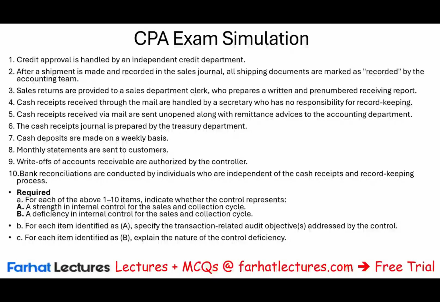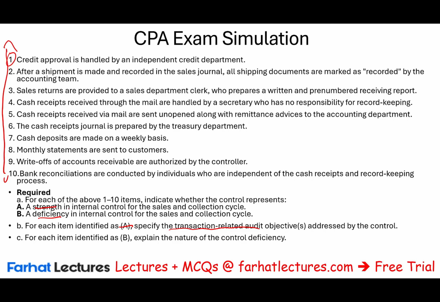Hello and welcome to this session in which we will look at the CPA exam simulation that deals with internal control for the sales and collection cycle. We have 10 different controls, and we're going to identify whether we have a strength or a deficiency in the internal control based on this independent activity. And for each item, if it's a strength, we're going to specify the transaction-related audit objective addressed by the control. Remember, it's a transaction-related audit objective because we're looking at internal control and we're testing the transaction to determine whether this control is good or not.